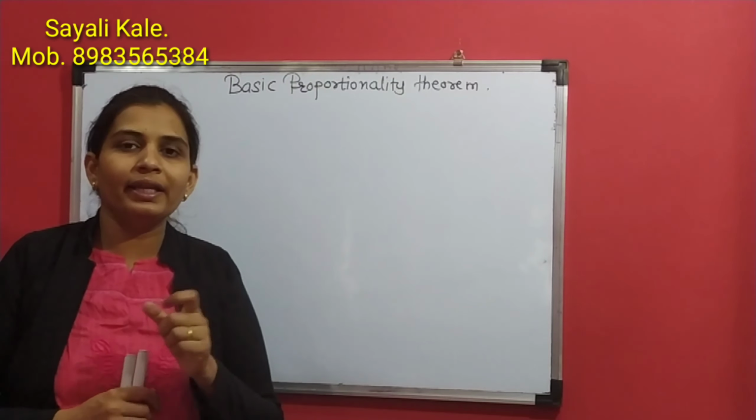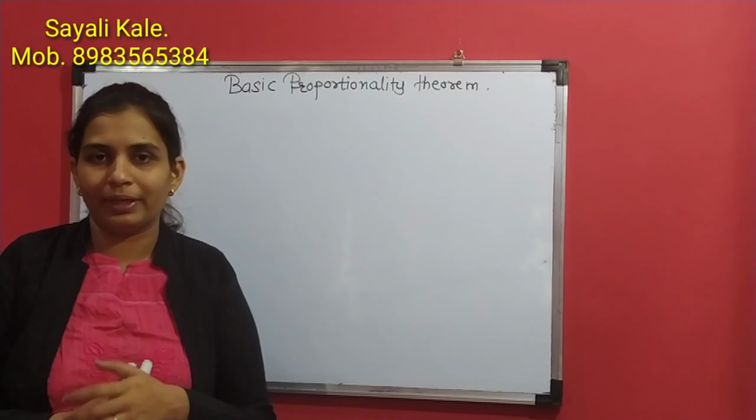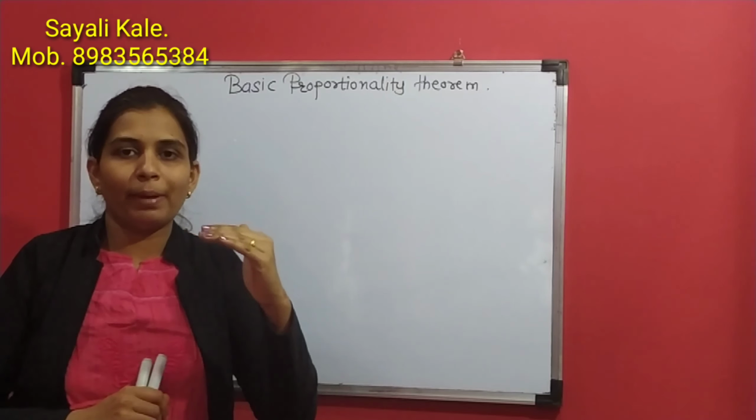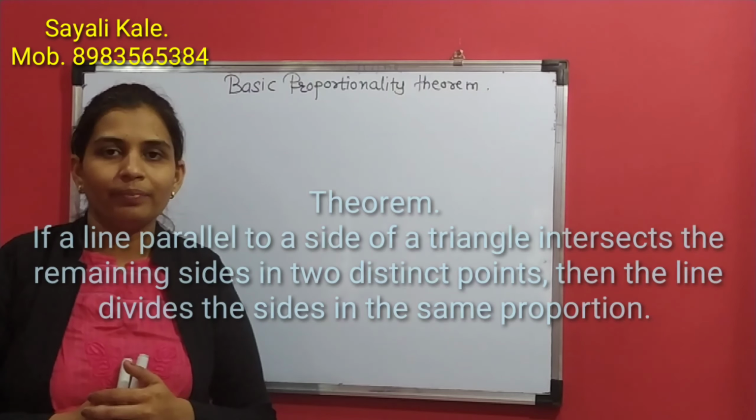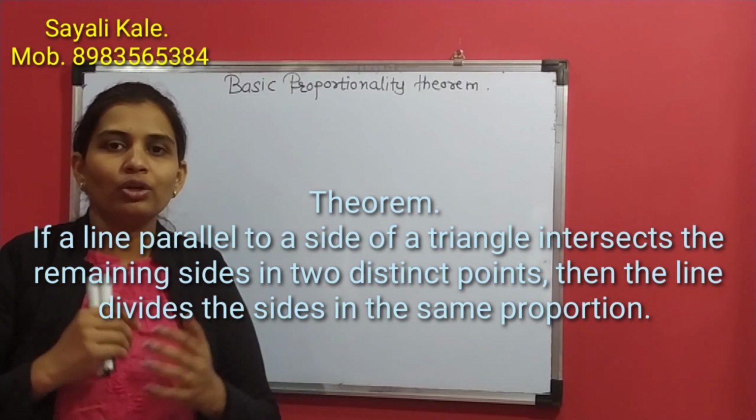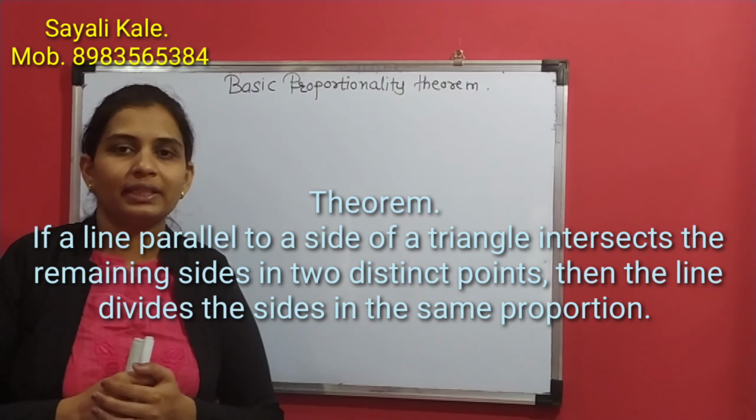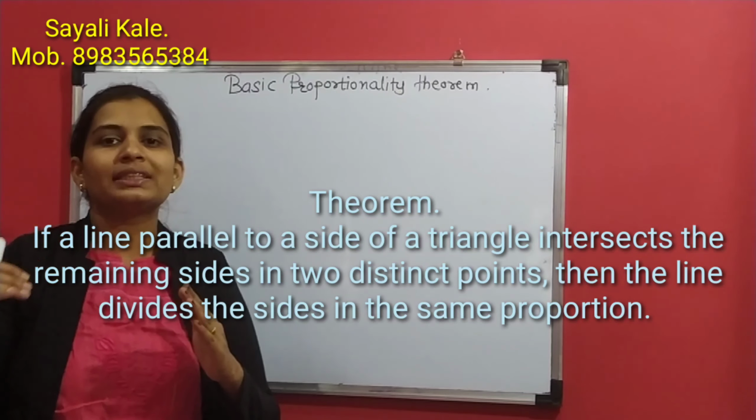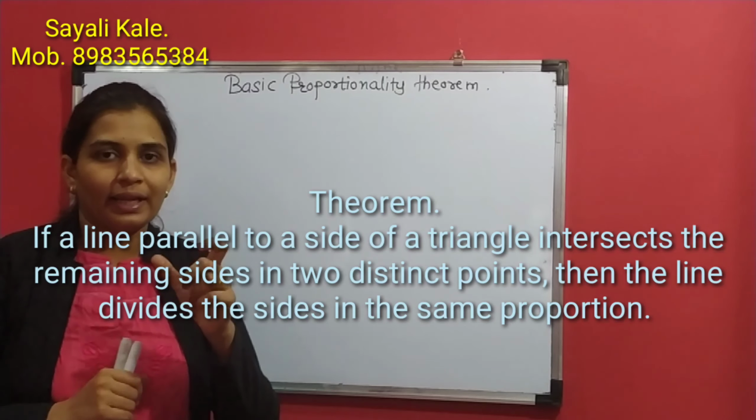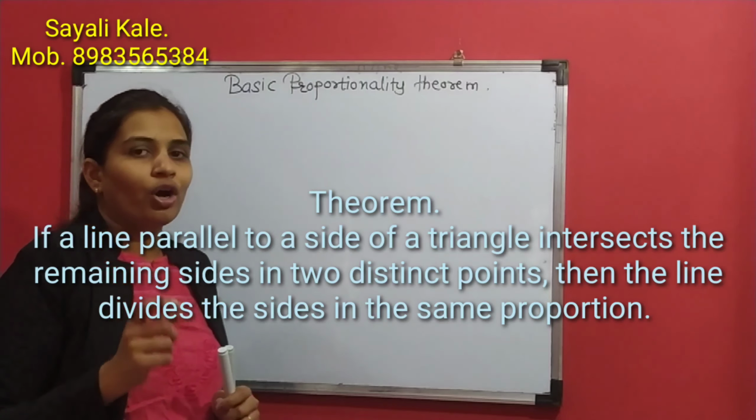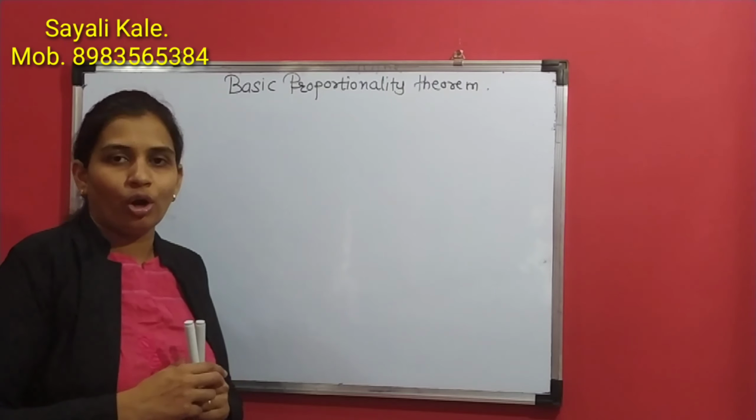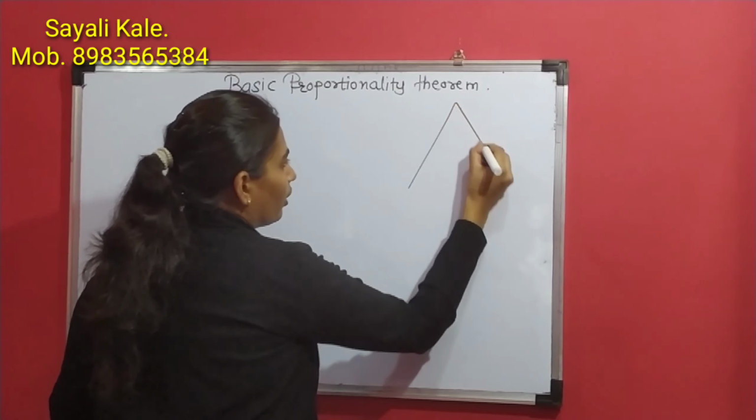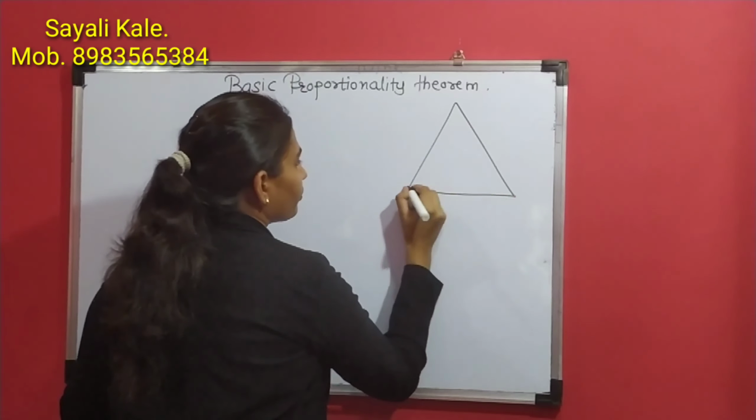Now, for any theorem, we must have a statement. Our statement is, if a line is parallel to a side of a triangle and intersects the other two sides at two distinct points, then it divides those two remaining sides in the same proportion. That is our statement. So according to the statement, we must draw a figure first. Here I am drawing a triangle ABC.